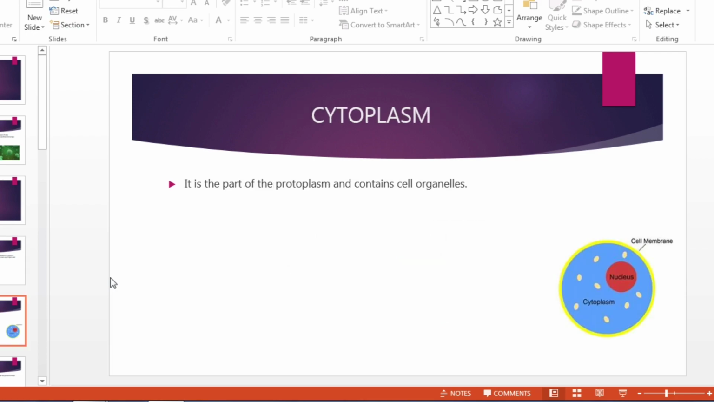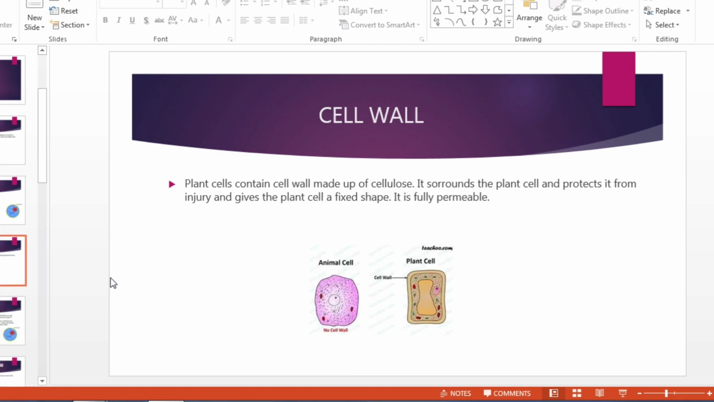Now let's move to cytoplasm. Cytoplasm is not much of a thing. Cytoplasm covers most of the cell as it is a liquid present in the cell, and all the cell organelles are present inside the cytoplasm.